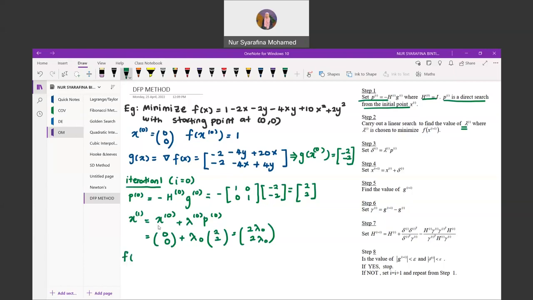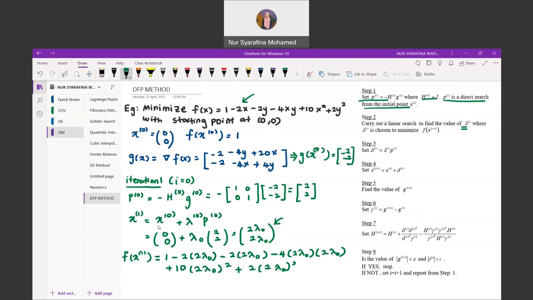Okay, and f x1 is given by substituting this point x1 into your function f x. Now we will have 1 minus 2, 2 lambda naught, minus 2, 2 lambda naught, minus 4, 2 lambda naught, 2 lambda naught, plus 10 times 2 lambda naught squared plus 2 lambda naught squared. So simplifying this will give you 1 minus 24 lambda naught plus 48 lambda naught squared. So this is your f x1.